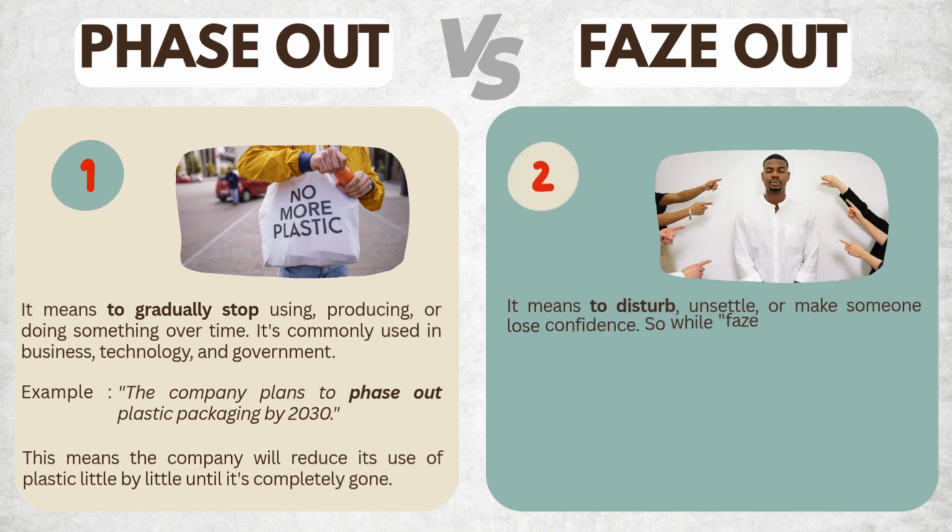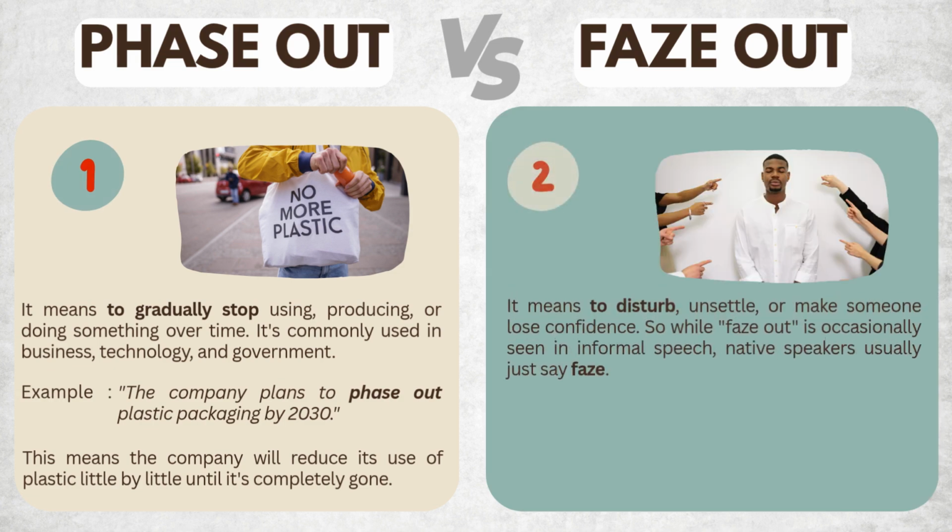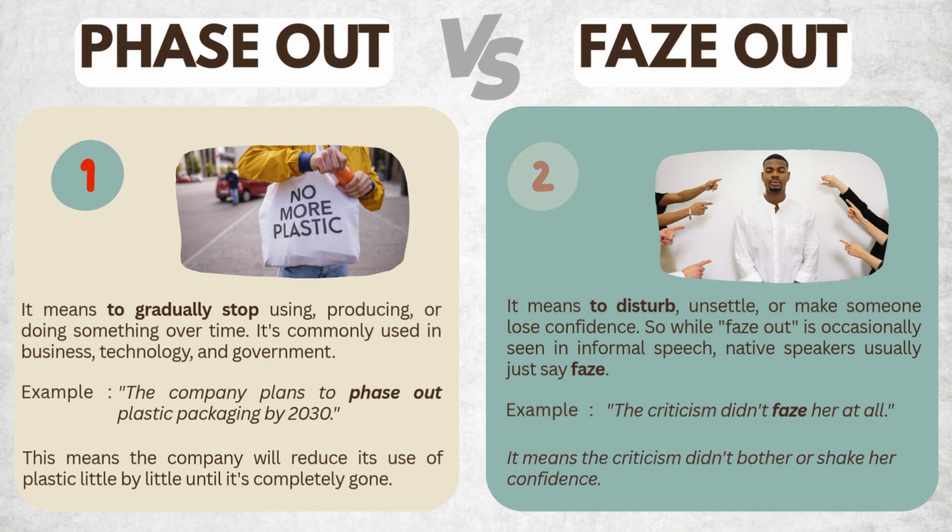Now, phase out is much less common. The verb phase means to disturb, unsettle, or make someone lose confidence. So while phase out is occasionally seen in informal speech, native speakers usually just say phase. For example, the criticism didn't faze her at all. It means the criticism didn't bother or shake her confidence.